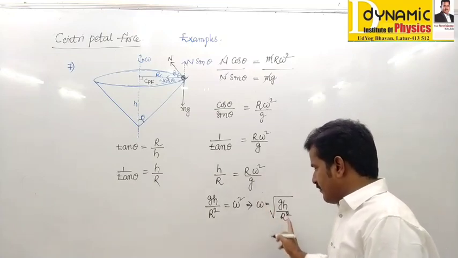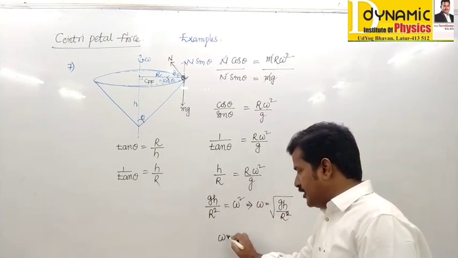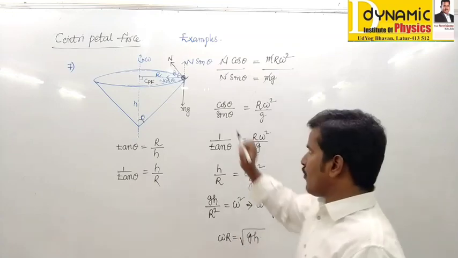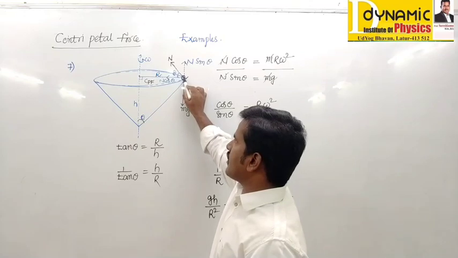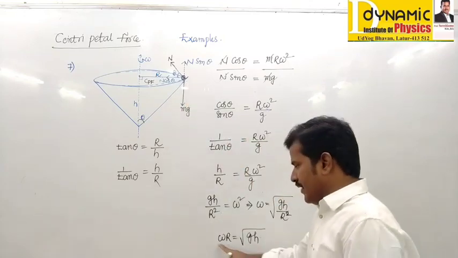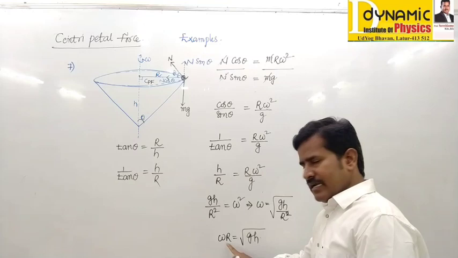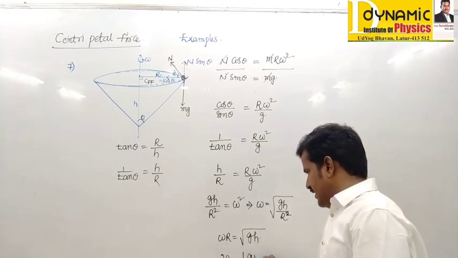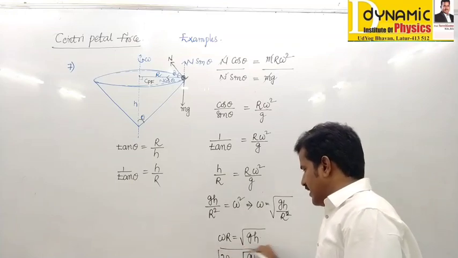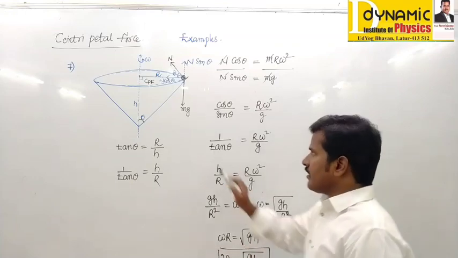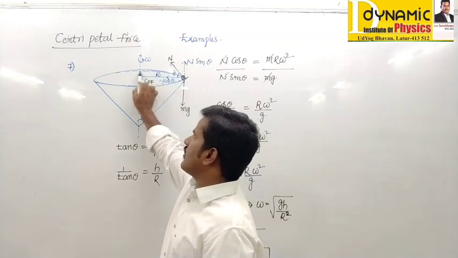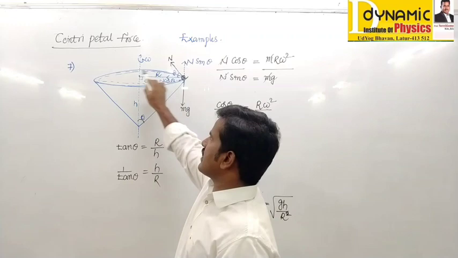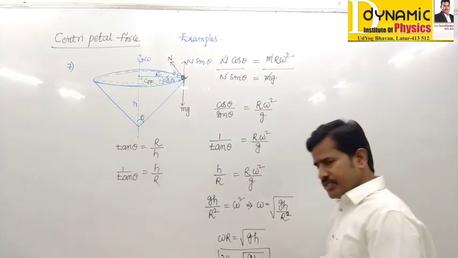Suppose after taking r across, omega into r equals root gh. Suppose we want the speed of this block. We need the speed of the block, so v equals omega r, and that speed is under root of g into h. This is for one block revolving on the mouth of a cone. In this condition, the speed is under root of gh.